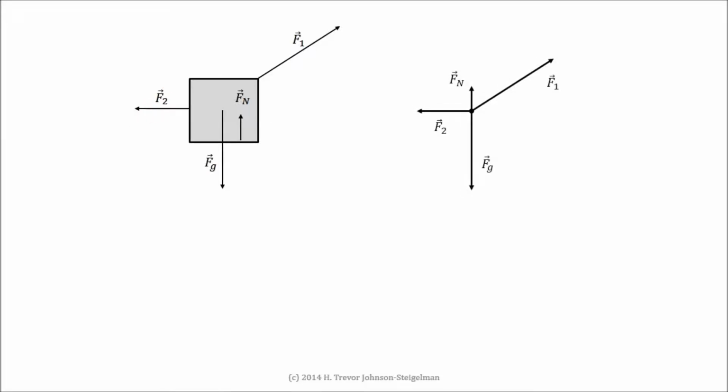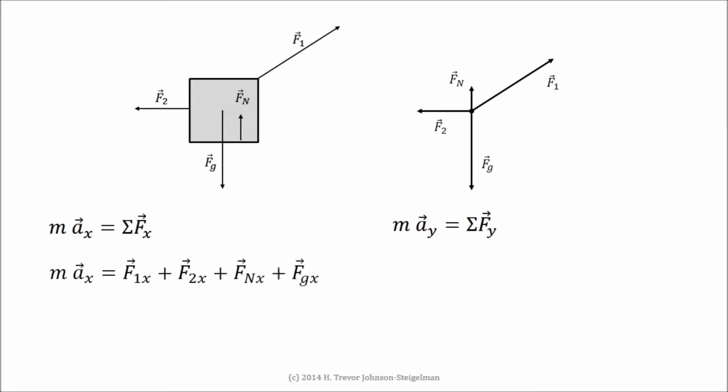If we redraw it as a proper free body diagram, so we break these guys into components, we've got the sum of the forces, or the mass times the acceleration in the x direction is equal to the sum of the forces in the x direction, and likewise for the y components over here. Okay, we're going to break down the x components into the x component of F1, the x component of F2, and then the x component of the normal force and the x component of the gravitational force. Now, again, if you're paying attention, there is no x component of the gravitational force.